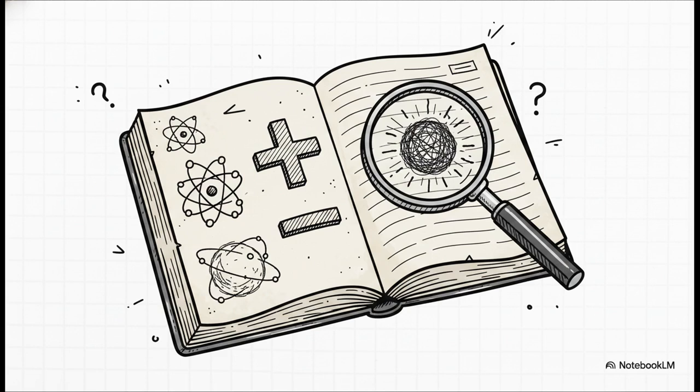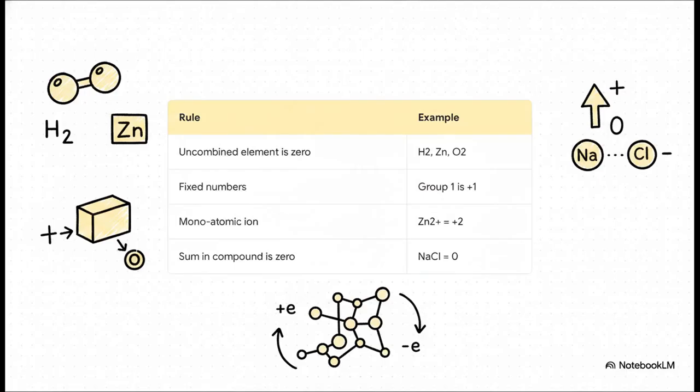Quick note: unlike regular math, we write the plus or minus sign before the number, like +3, to denote that charge state. Memorizing the rules in this playbook lets you deduce the oxidation state of pretty much any element in a reaction. Look at the first rule here. An uncombined element, like pure hydrogen gas or a solid block of zinc, has an oxidation number of 0. It hasn't lost or gained anything yet. Group 1 elements are always +1. And crucially, if you look at a neutral compound like sodium chloride, the sum of its oxidation numbers is exactly 0.